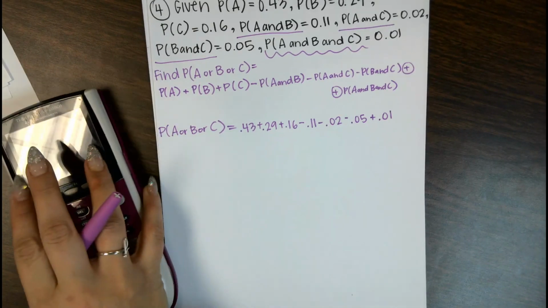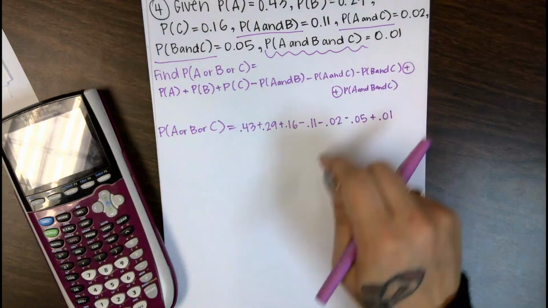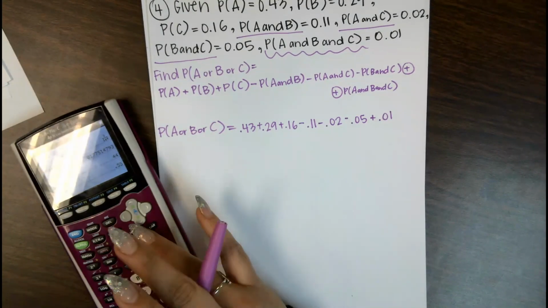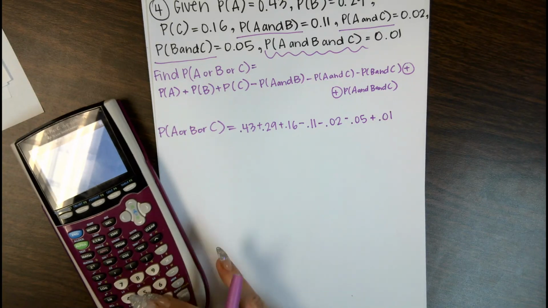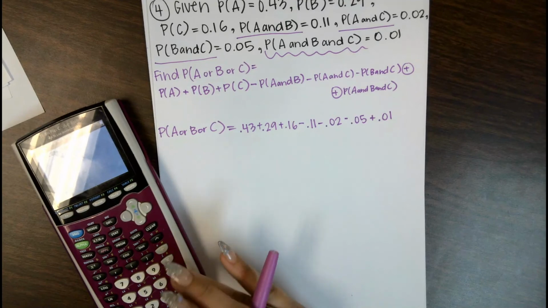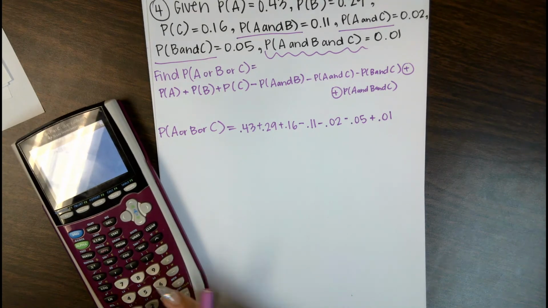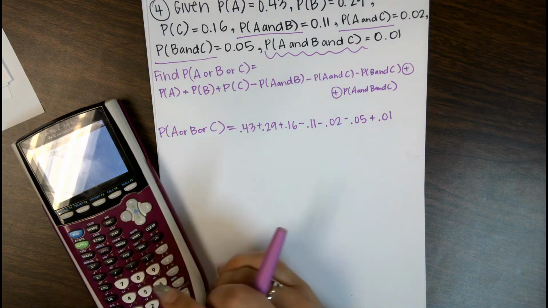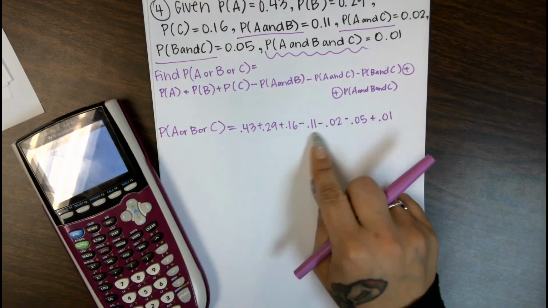I had to count because I felt like I lost my place there a minute ago. 0.43 plus 0.29 plus 0.16 minus 0.11. Oh, I said plus, that's a minus. So subtract that. And subtract 0.02.